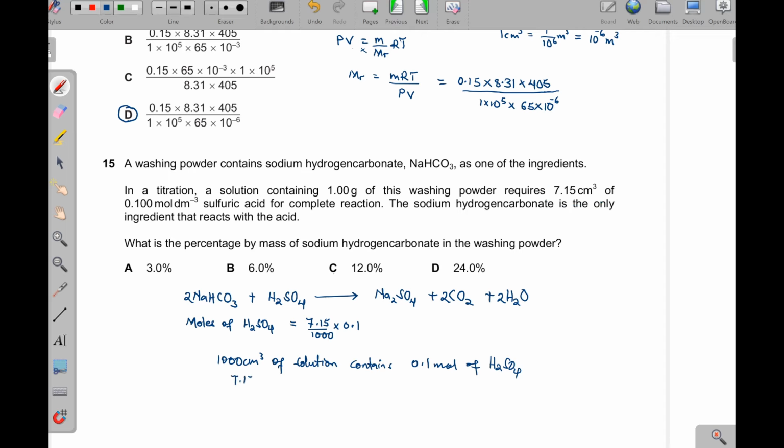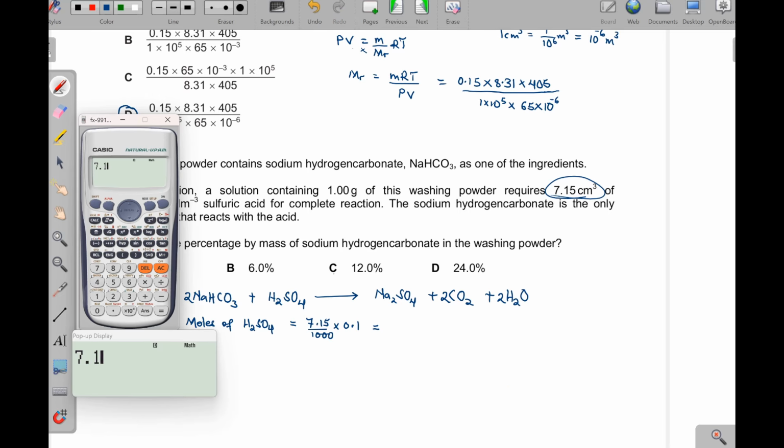Then how about the 7.15? So this one here will contain 7.15 times 0.1 out of 1000. You see that? So you just need to get this volume and divide it by 1000. It has to be in liters, such that you also multiply with the moles here that are in a liter. You see that? What will this one actually be? 7.15 times 0.1, then we are dividing by 1000.